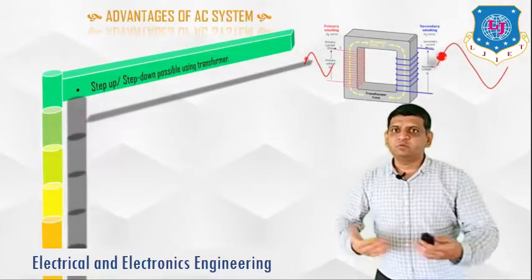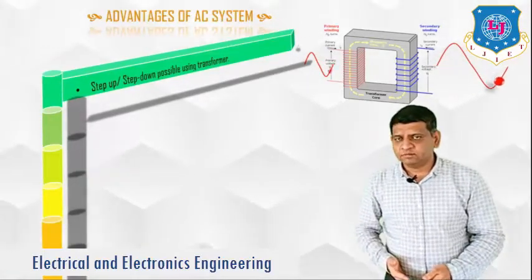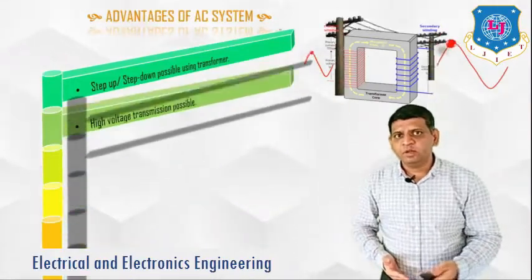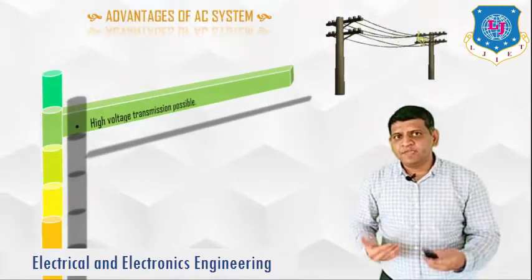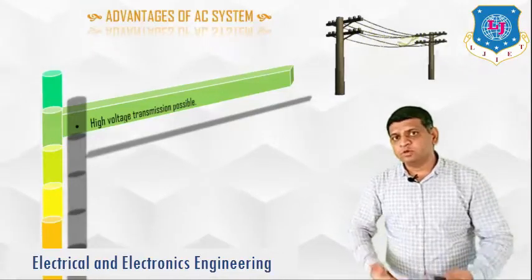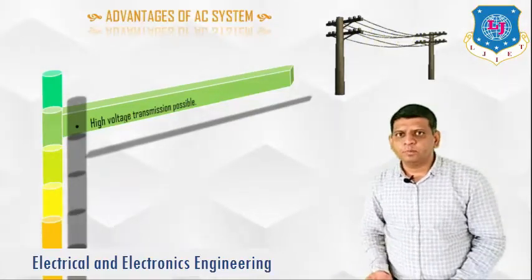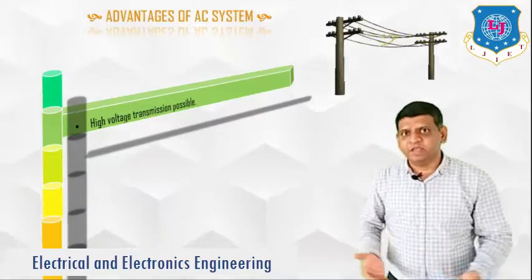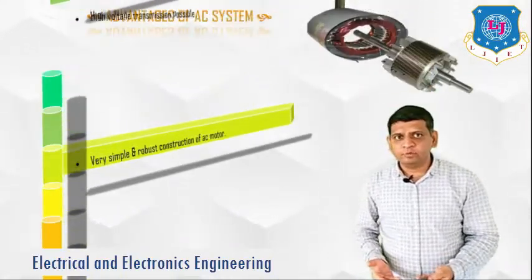So a transformer works only on AC signals, right? So it can be useful in a transformer. In the same way, high voltage transmission is possible through AC, but with DC it is not possible. Why? Because the wastage in terms of voltage drop with DC is very high, right? So transmission can be possible here.